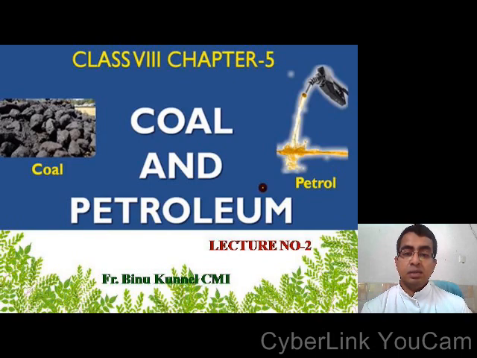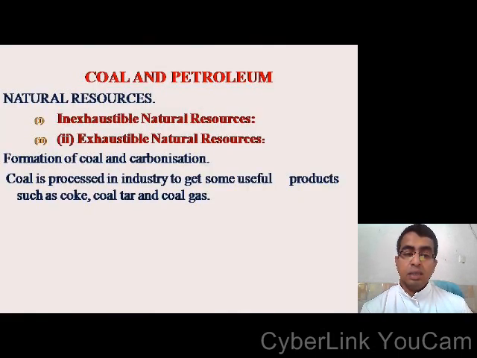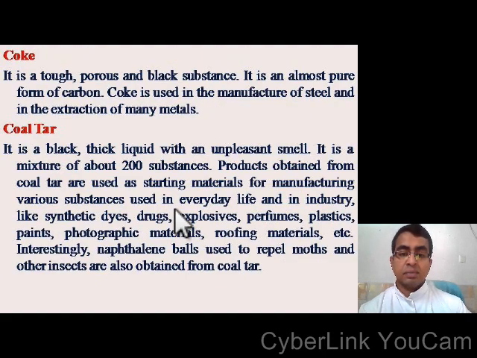Today we continue our discussion on coal and petroleum. In the last class, you learned about the natural resources. They are broadly classified into inexhaustible natural resources and exhaustive natural resources. Again, we learned about the formation of coal and carbonization. And coal is processed in industry to get some useful products such as coke, coal tar, and coal gas.